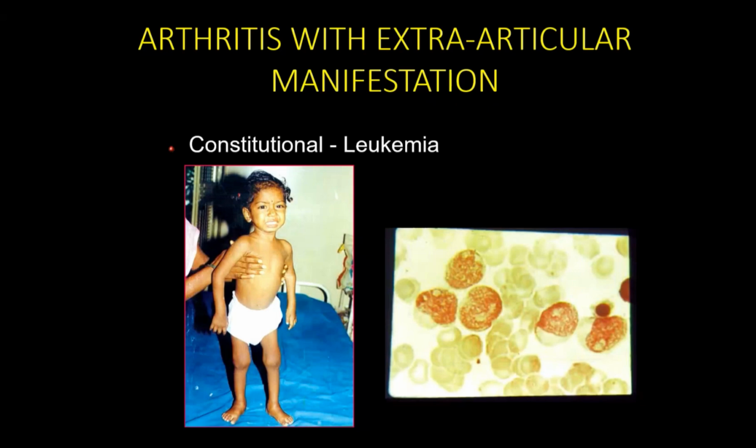And what is required is just a peripheral smear which will tell the diagnosis. It's a misfortune sometimes that patients do the complete blood count, but a peripheral smear is not seen. That's very important. The peripheral smear, in fact, has to be seen by the pathologist also to exclude a leukemic process. So this is the child who presented to me with fever, polyarthritis, and you can see how sick the child looks. Peripheral smear showed leukemia, and with treatment, the child settled remarkably well.